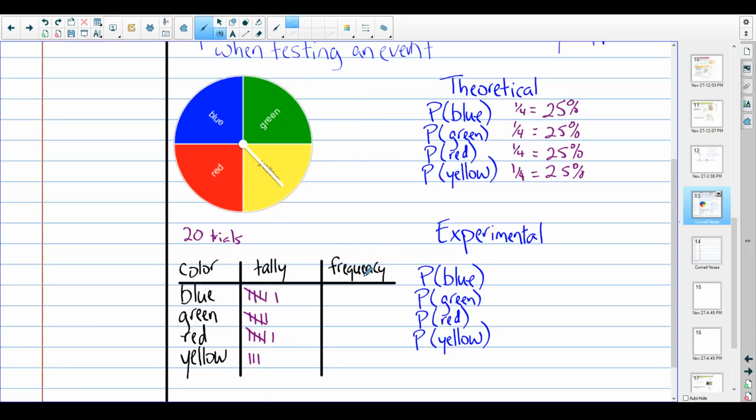Then our frequency is our total. We'll put total up here in case you've never seen the word frequency before. We landed on blue 6 times. On green 5 times. Red was 6. And yellow was 3. And that does add up to 20. Okay, good.